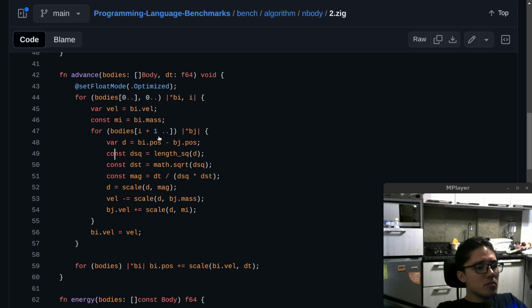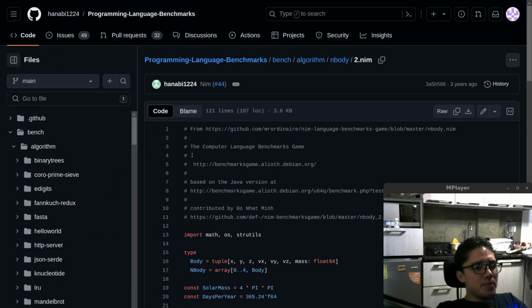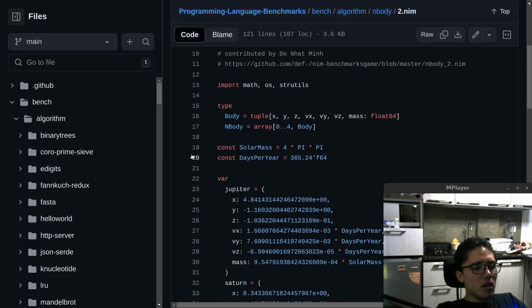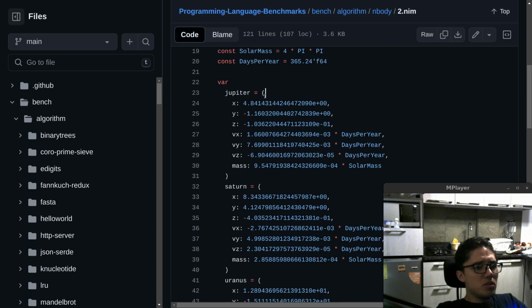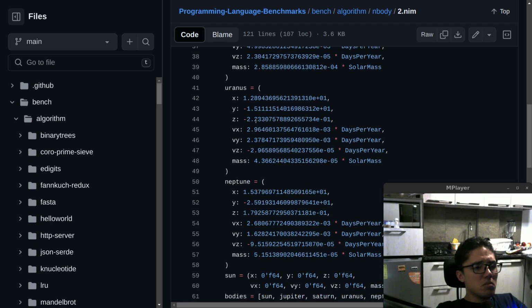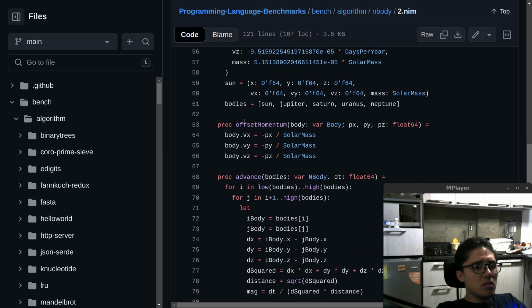2.nim. Okay. 2.nim. Import math os strutils, not bad. Type body tuple xyz bx by bz mass float 64 and body solar mass 4 pi pi. It's not bad. It's not bad. Jupiter, Saturn. Not bad. Proc, like process, like function.